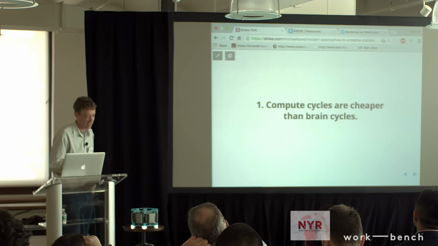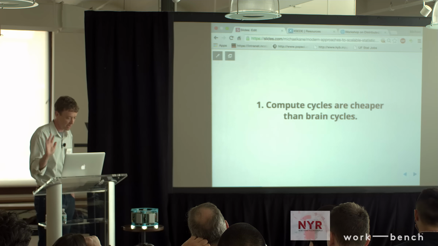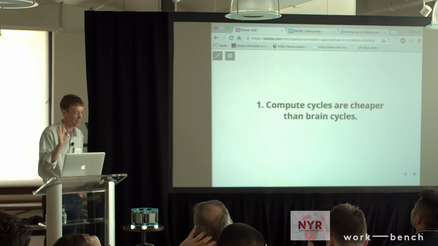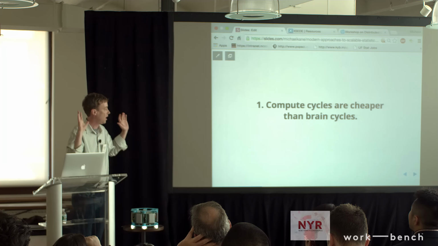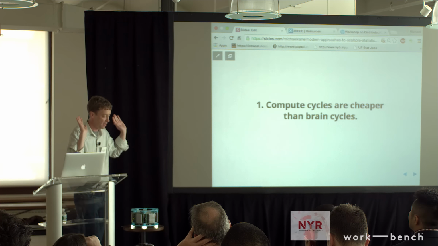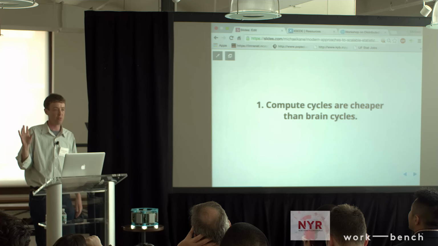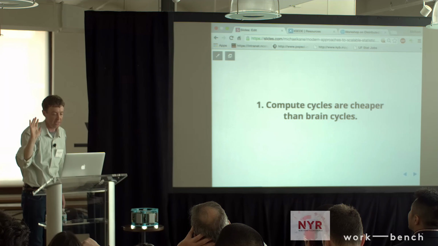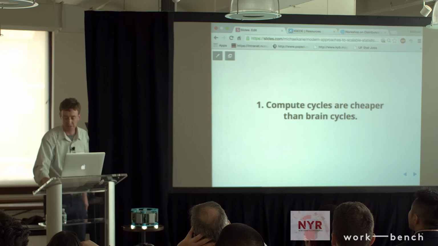The first one, and I tried to prioritize them by importance. One of the most important for me is that most of the time when I'm working on these problems, I need to think about how to scale them. The first principle is that compute cycles are cheaper than brain cycles, right? So this is a really big deal, because when I'm spending time trying to, all right, let me just go to the next slide.